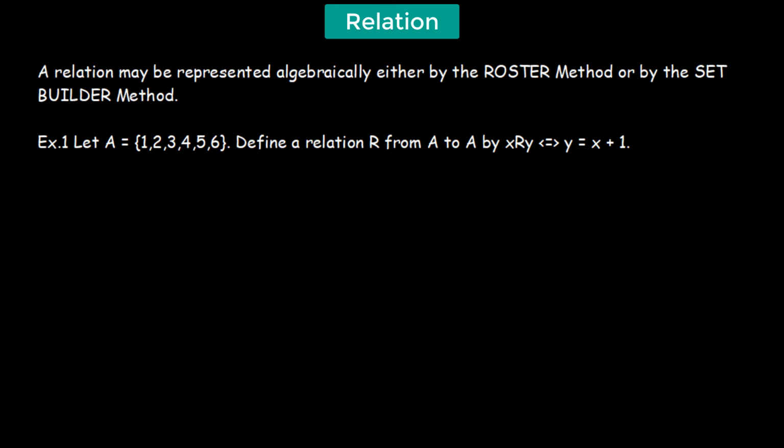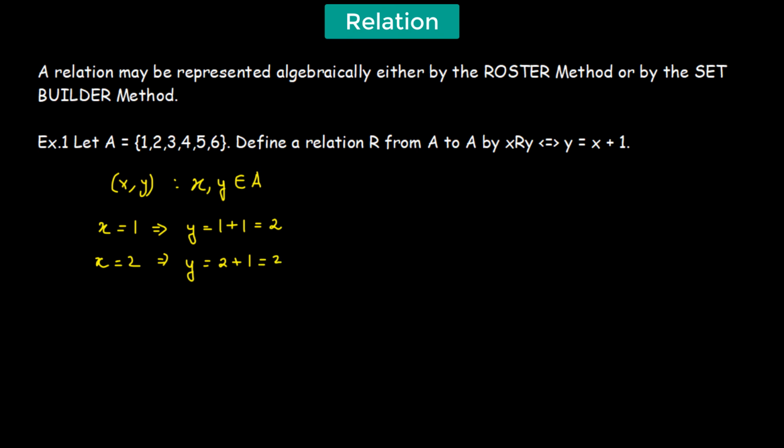Here, as the relation R is going from A to A, that means the ordered pair x, y that is going to be formed, the elements x and y are both going to belong to our set A. So let us pick the first element 1. Suppose x is equal to 1. Then we can use the relation y equals x plus 1. That will give us the value of y, which will be equal to 2. When we pick the second element, x equals 2, that will give us the corresponding value of y, which will be equal to 2 plus 1 equals 3.